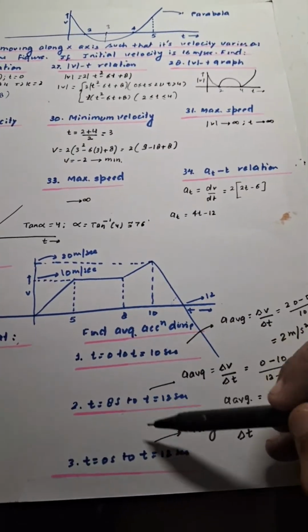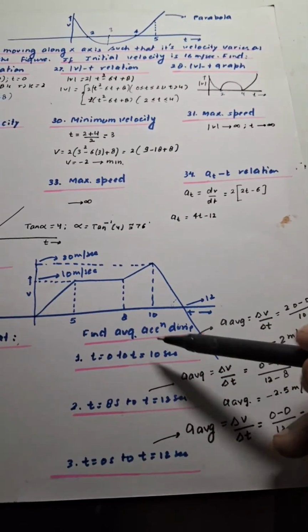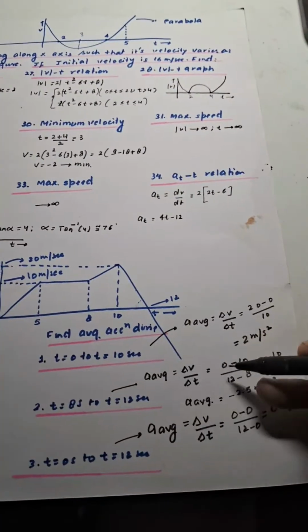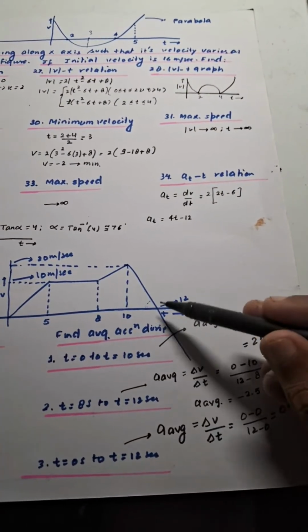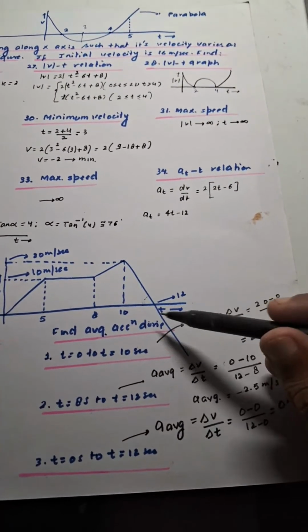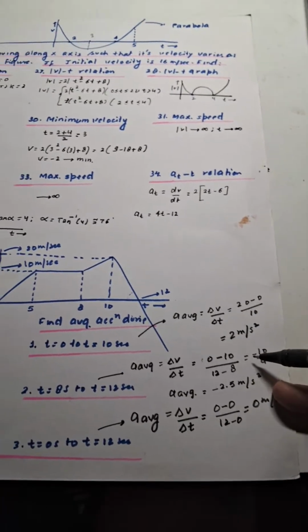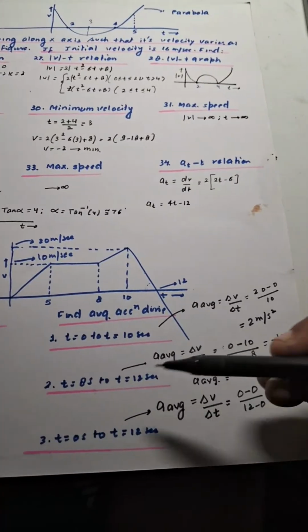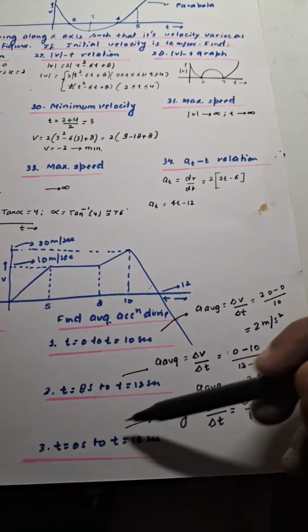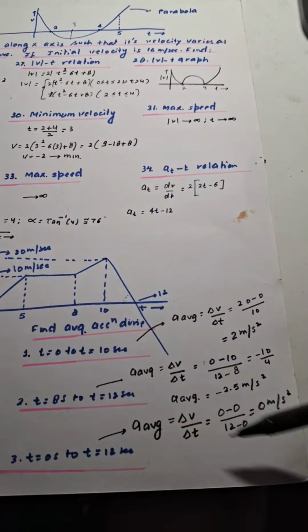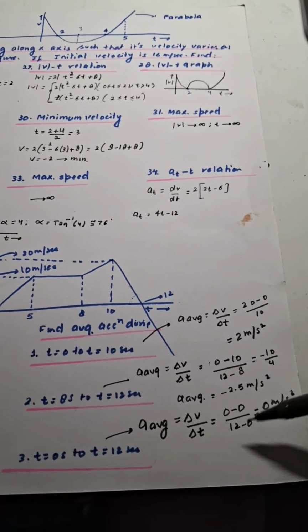Then average acceleration from t is equal to 8 to t is equal to 12. So we can say that a average is delta v by delta t. So at t is equal to 12, velocity is 0, at t is equal to 8, velocity is 10. So after solving it, we get minus 10 by 4, which will be minus 2.5 meter per second square. Then average acceleration from 0 to 12 is delta v by delta t, which will be 0 by 12, that is 0 meter per second square.